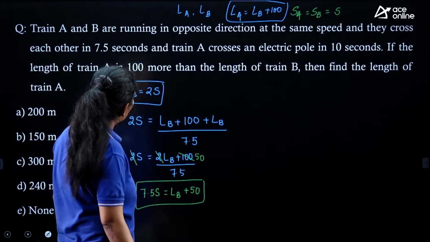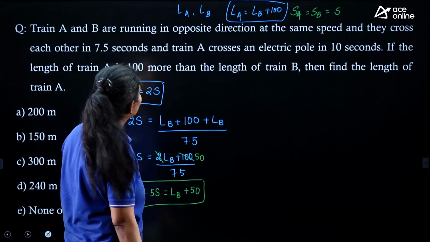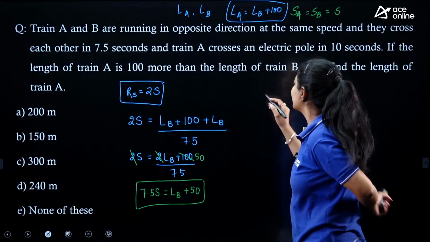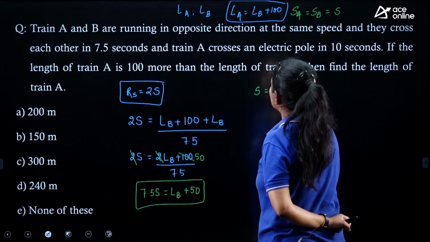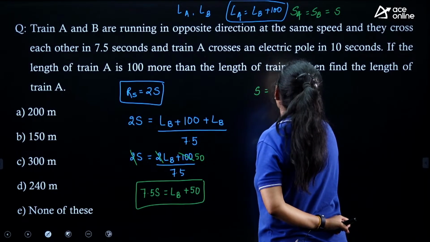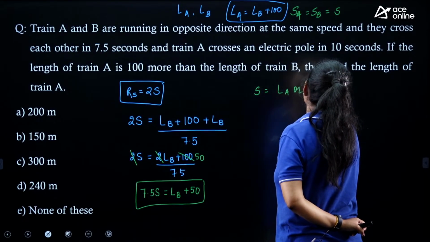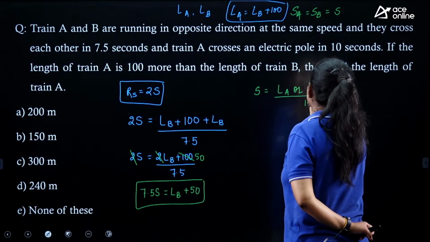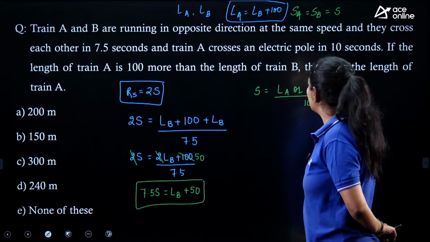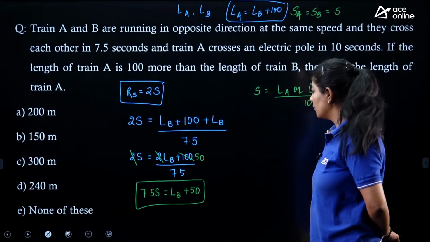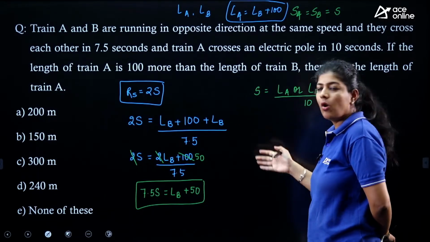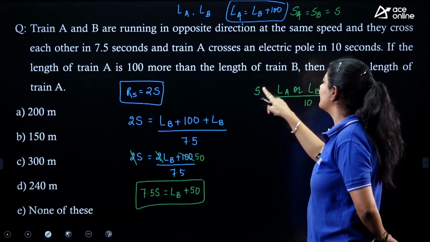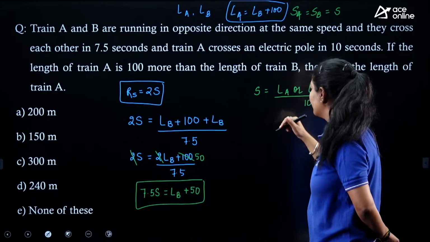Now, according to the question, there is one more data given over here: train A crosses an electric pole in 10 seconds. That means speed is equal to the length of train A, or you can also write LB plus 100, divided by 10, right? Now we are just going to substitute either the value of LB or the value of S over here. As we need to find the length, it's better to replace the S, right?